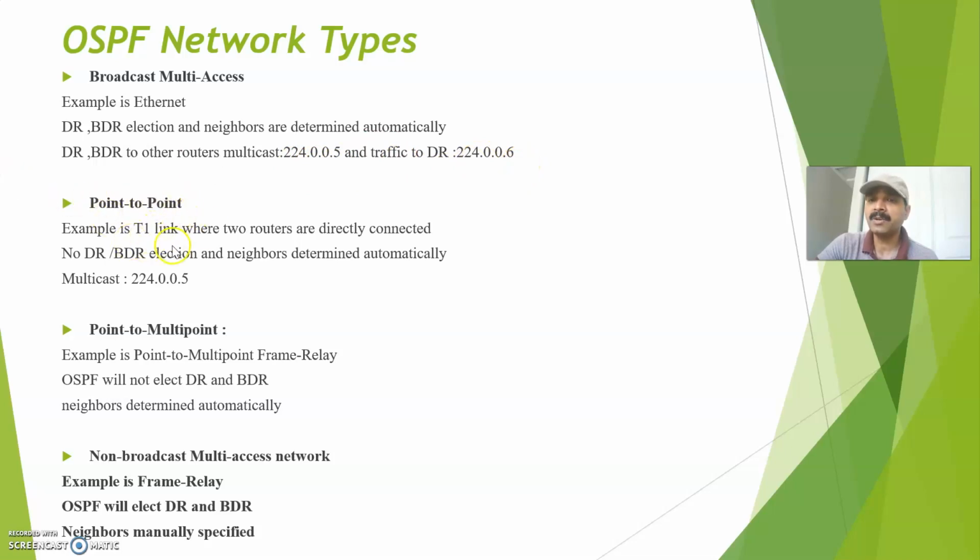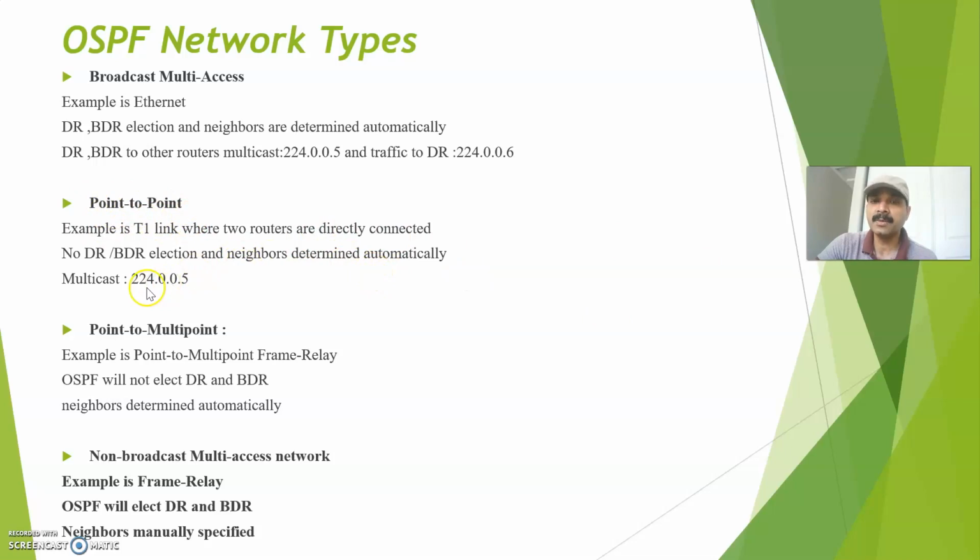And what about point to point? An example is a T1 link where two routers are directly connected. Since only two routers are there, there is no need for a DR-BDR election, because DR-BDR election is mandatory only in a multi-access network. Since only two routers are connected, it is treated as a broadcast network. I already told you the default behavior for point to point is broadcast. In that scenario, neighbors are determined automatically.